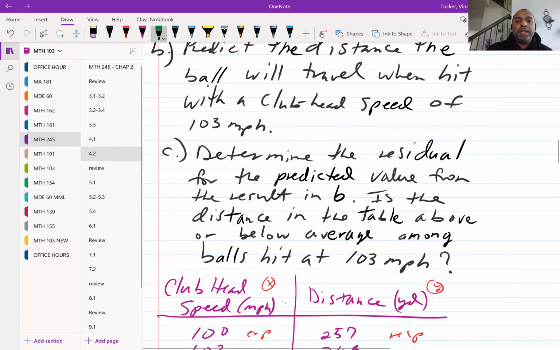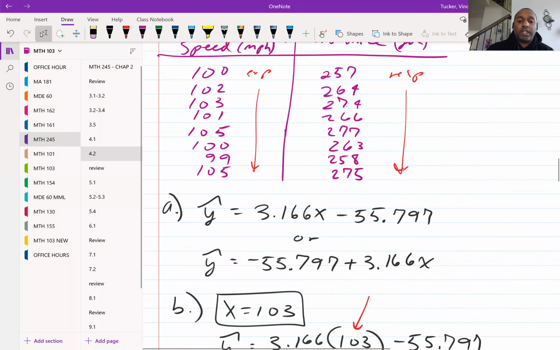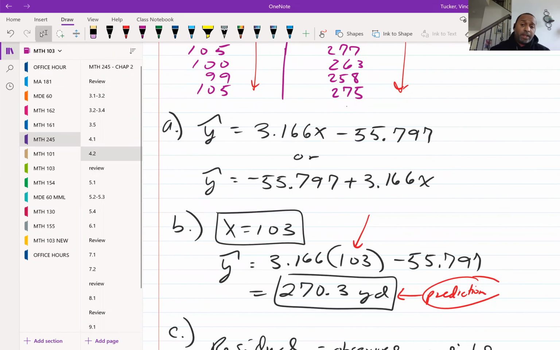Okay. So B, it says predict the distance the ball will travel when hit at a club head speed of 103. So if we're going to use the regression line to predict, we'll take the value that they give us and plug it in for X. And so 3.166 times 103 minus 55.797, that will give us the prediction of 270.3 yards.